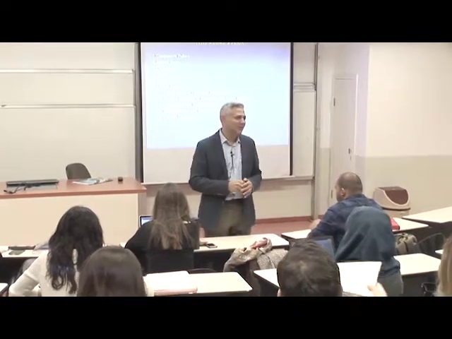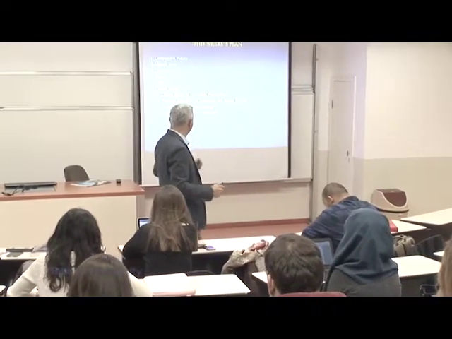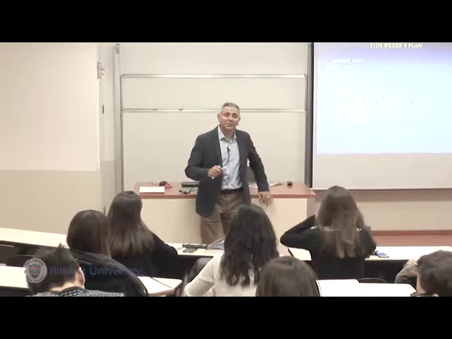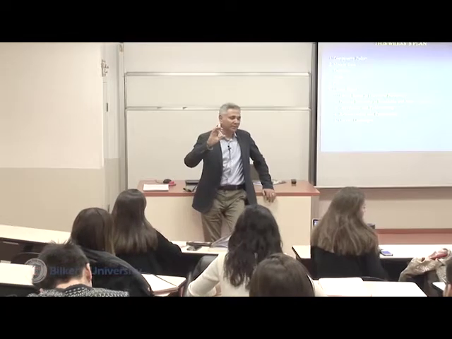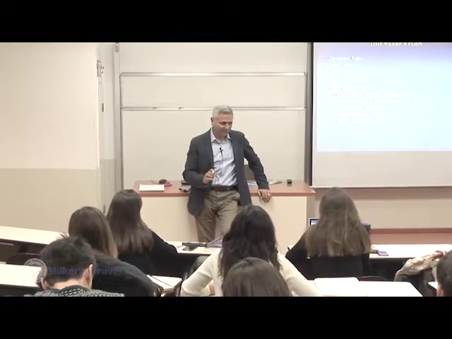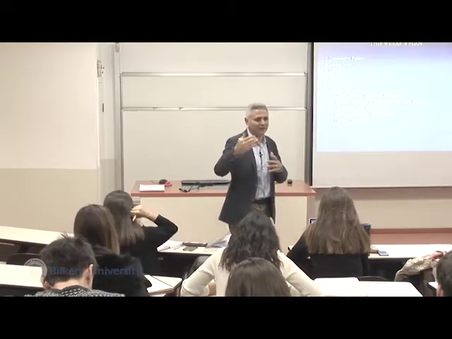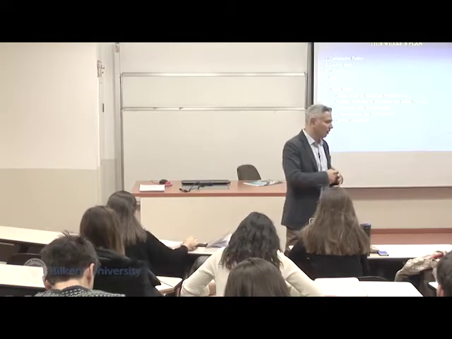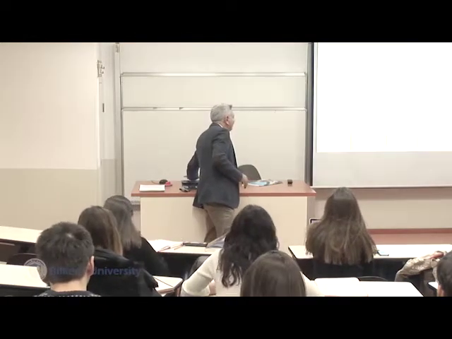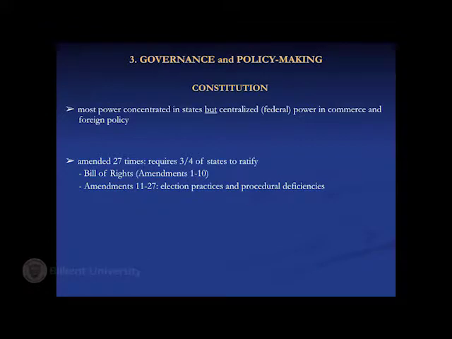This morning, I shall be talking about governance and policymaking. And here we'll talk about the main setup, the key institutional features of the US state. Okay? And depending on our time, we'll continue with our discussion on representation and participation. So what does the US system look like?